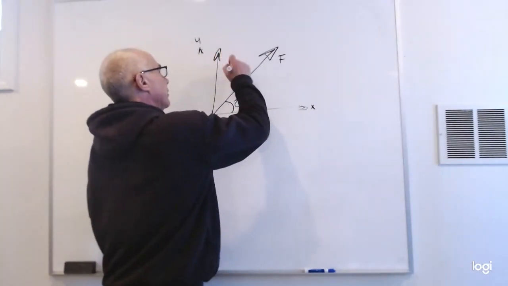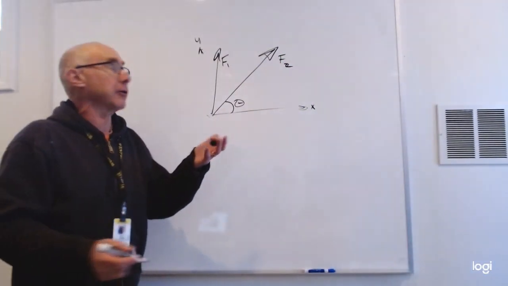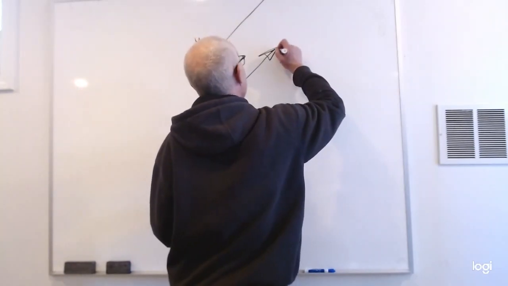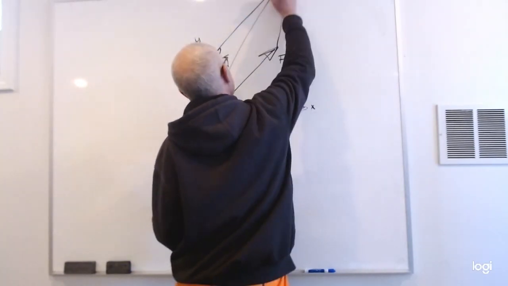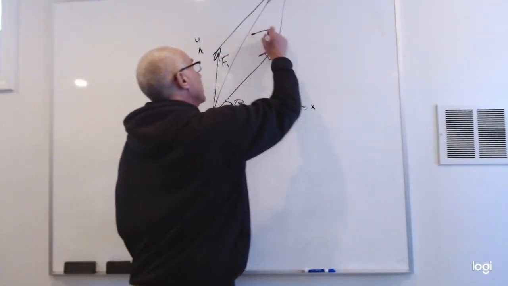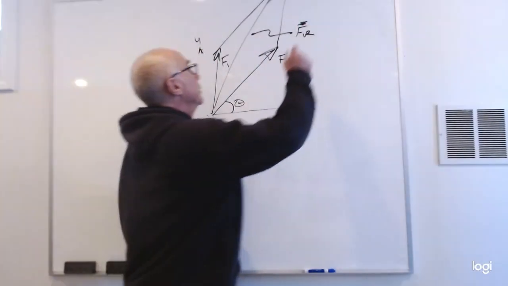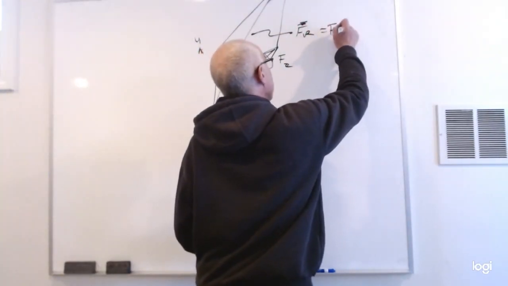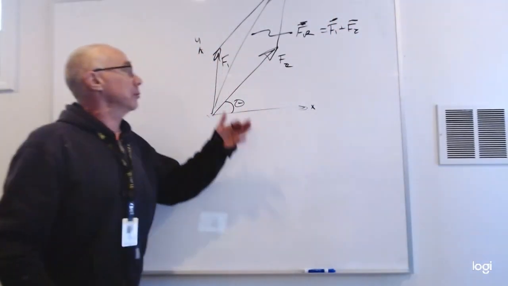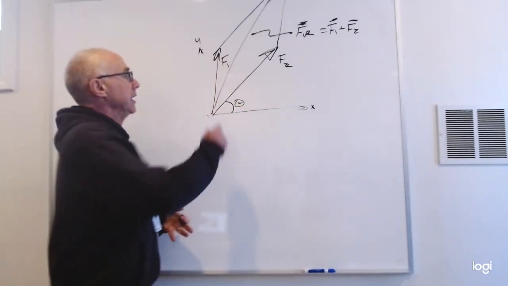So say this is F1, this is F2, then we would use the parallelogram law to represent the summation of the two vectors. This is F_R, which is equal to F1 plus F2, of course. And then we could also do this quantitatively. We could do it graphically, but we could also do it quantitatively if we knew all of these.